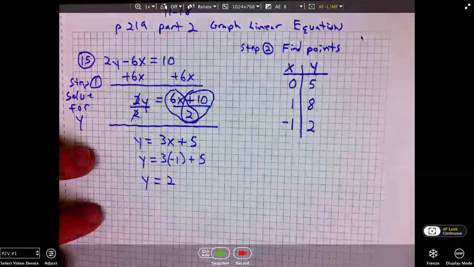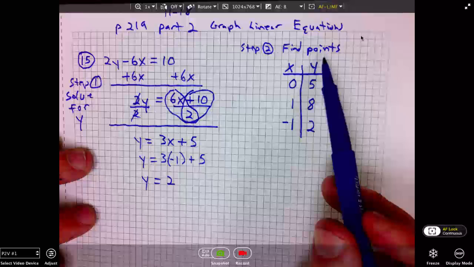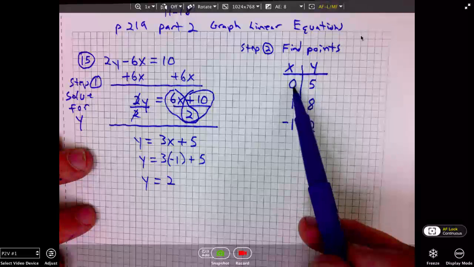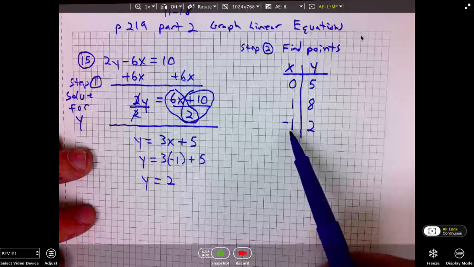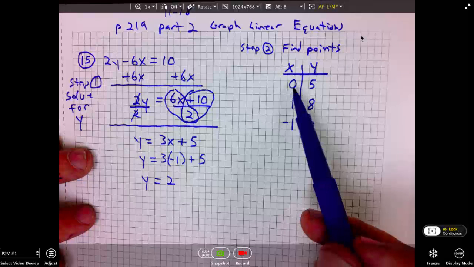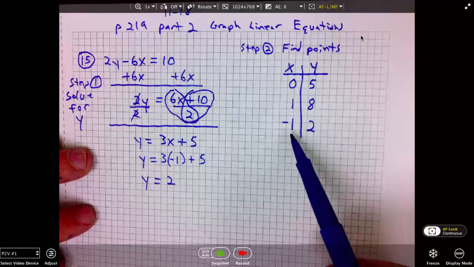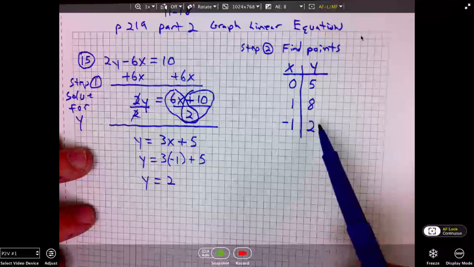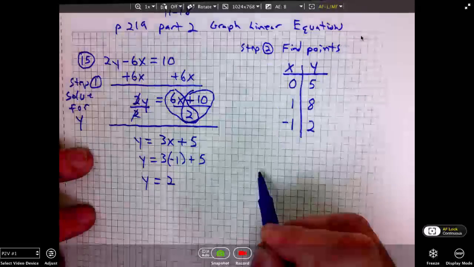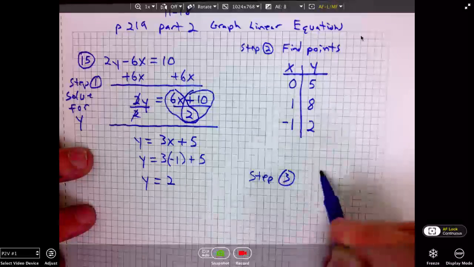Okay. So step 1, we solve for y. Step 2, we find some points. We find some points by making up our own x values, any that we want, with the qualifier being I want to see 0 and then 1 positive and 1 negative. Then substituting these values in for x, we find the y's that correspond. Step 3. Graph.